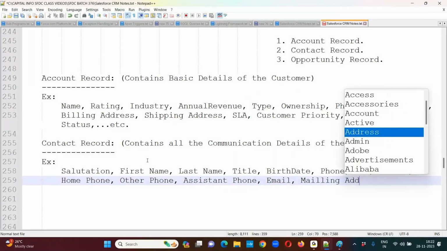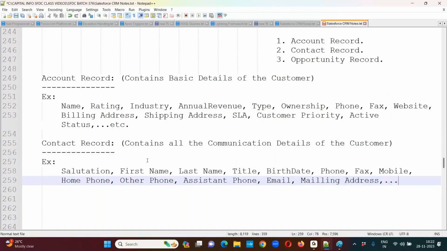Mailing address. All this information will be stored inside the contact record. So the contact record contains the contact details of the customer in order to communicate with the people, and all the required communication details are available inside this contact record.